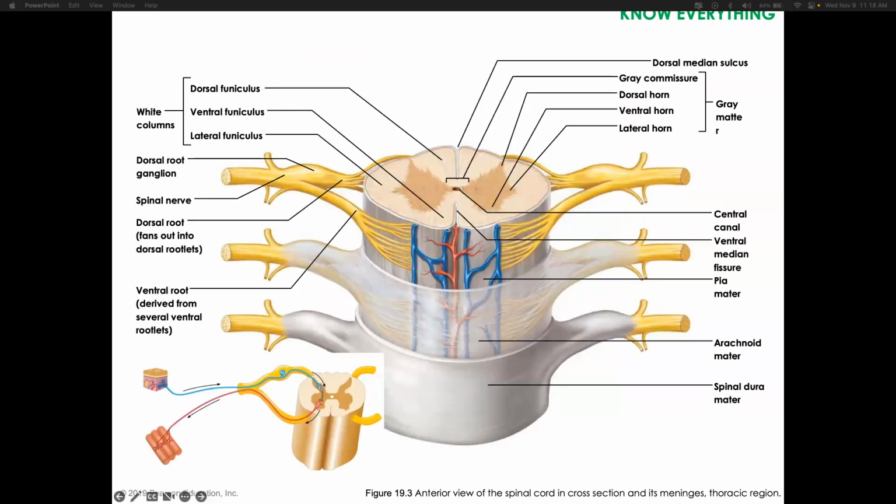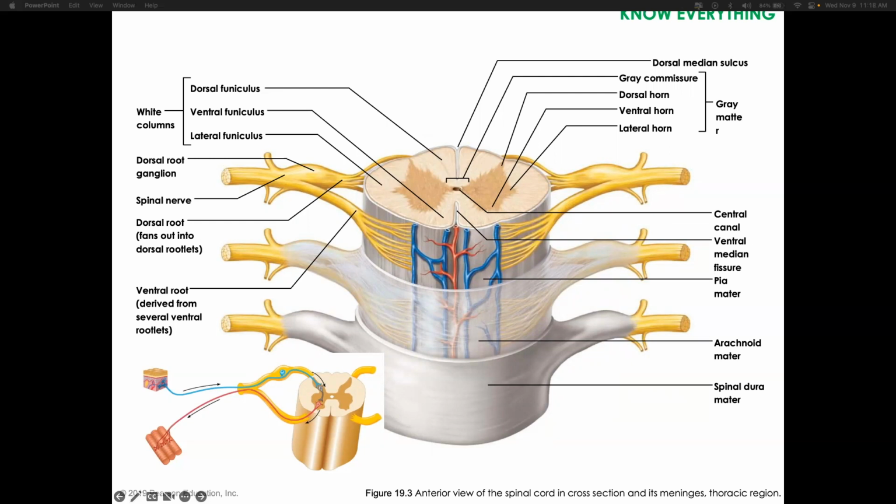And here we can see the gray and white matter of the spinal cord. Again, the white matter is the myelinated axons of the neurons, and the gray matter is the cell bodies of the neurons. You can also see the dorsal root ganglion and the ventral root. You can also see the pia mater, the arachnoid mater, and the dura mater of our meninges.